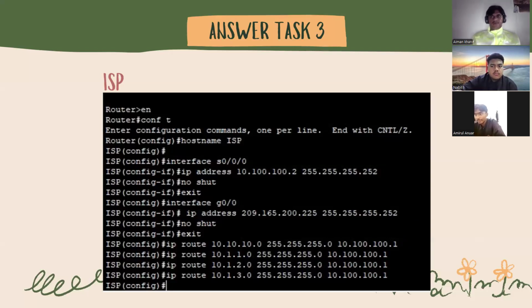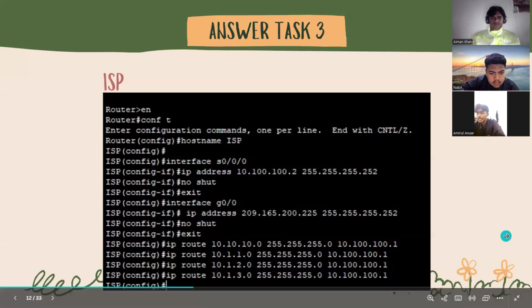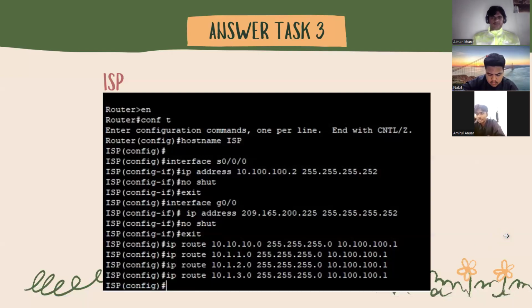the subnet mask is 255.255.255.0, and also we add the IP address 10.100.100.1, and then ip route 10.1.2.0, and the subnet mask is 255.255.255.0, and the next hop IP is 10.100.100.1.